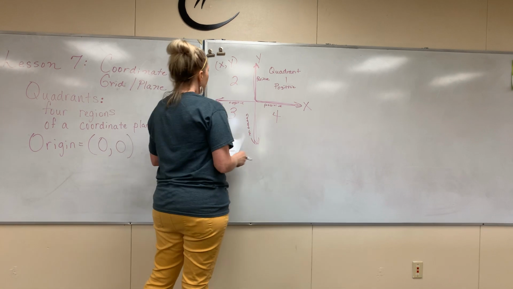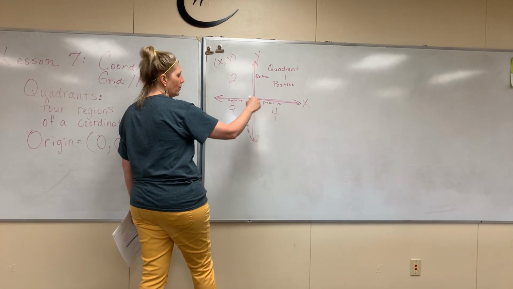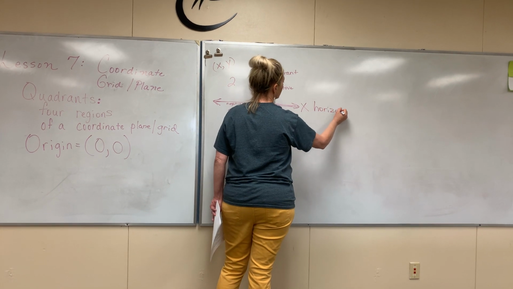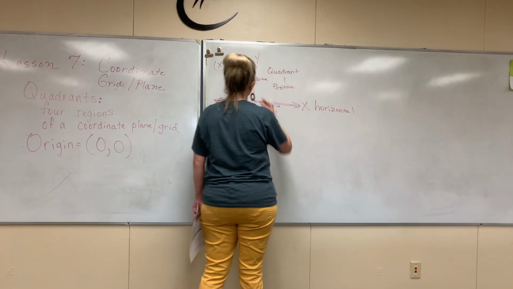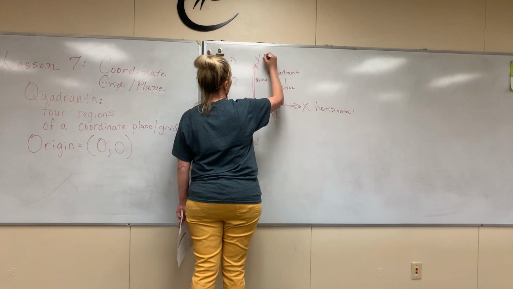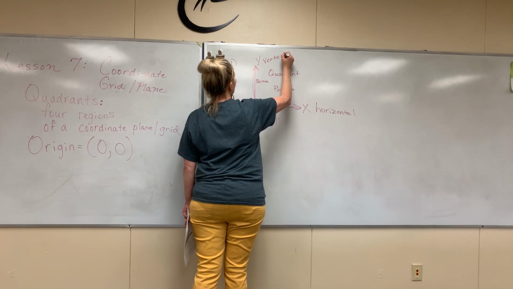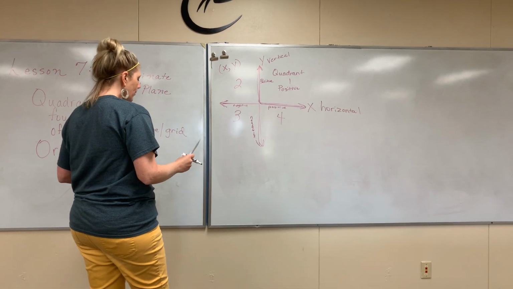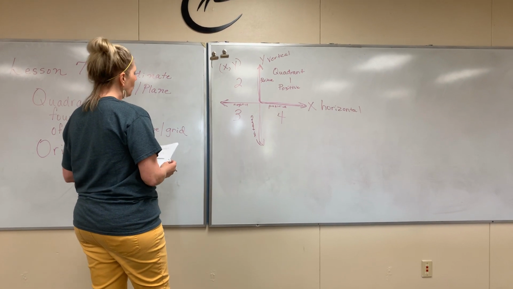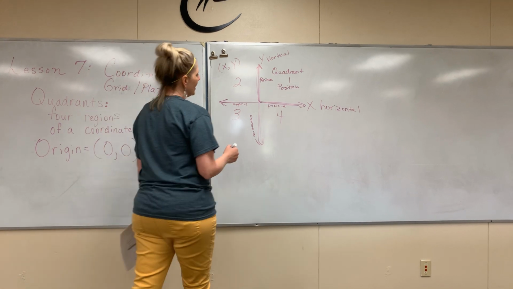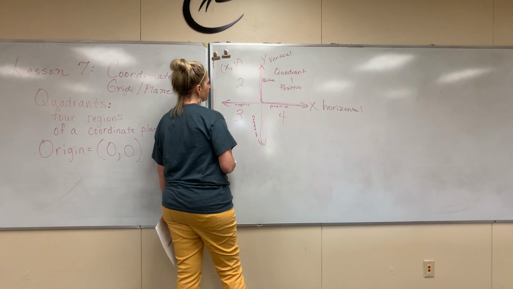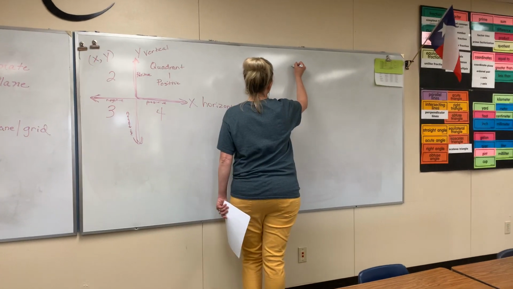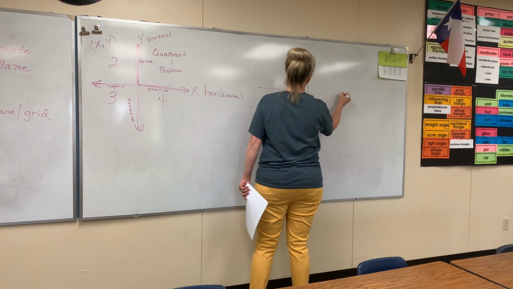All right? Now then, we talked about too, the x-axis runs how? Horizontal. And the y-axis runs vertical. Correct? That's how they run. All right? So now then, here's what I want to do. I want to show you an example. And let me redraw this without all that on there. Okay? So I just want to show you a couple examples on this.